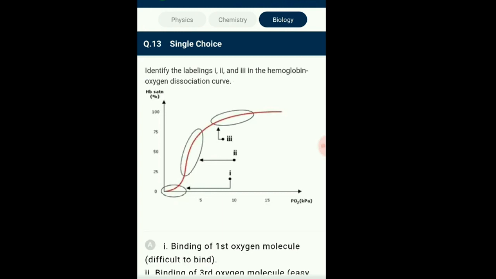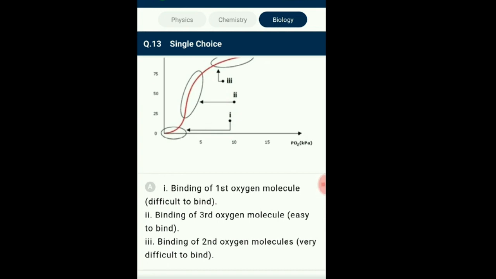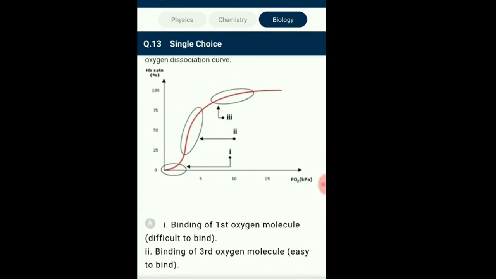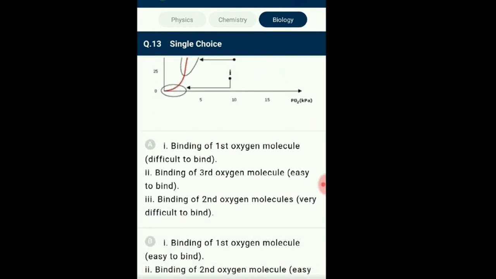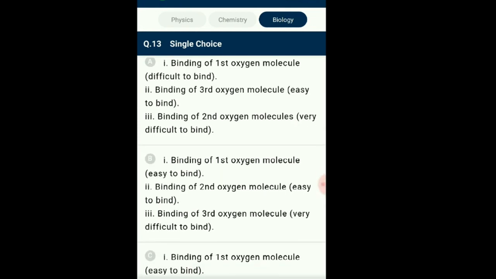Question number 13. Identify the labelings 1, 2 and 3 in the hemoglobin oxygen dissociation curve. Binding of oxygen and hemoglobin produces a characteristic S-shaped curve relating PO2 to hemoglobin oxygen saturation. The graph explains the saturation of oxygen with hemoglobin at rest. Approximately 25% of available oxygen is extracted by the tissues, resulting in a venous saturation of 75% and a PO2 of around 5.3 kPa. The P50 is the PO2 at which hemoglobin oxygen saturation is 50%, normally around 3.5 kPa. So the answer for this question is option D.